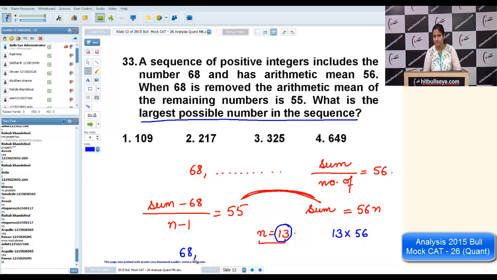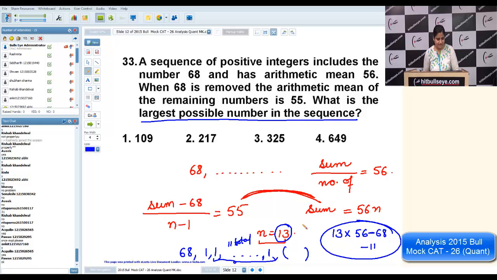Since one number has to be maximized, all the remaining numbers have to be minimized. So I am considering all the remaining numbers, which are 11 in total, because we have considered 68 as one of the numbers. So we are left with only one number, that will be the balance of 13 into 56. So it will be 13 into 56 minus 68 minus 11. That should be the answer in this case. Is it okay? Clear? Okay. Move.